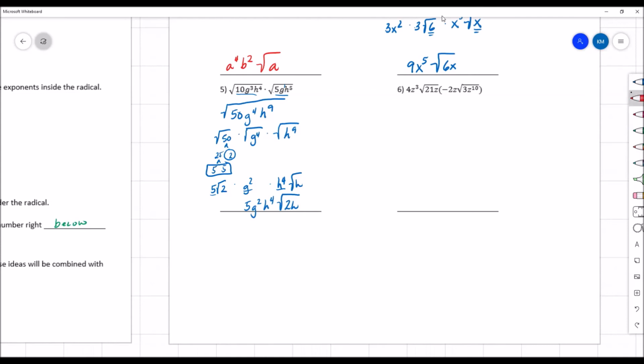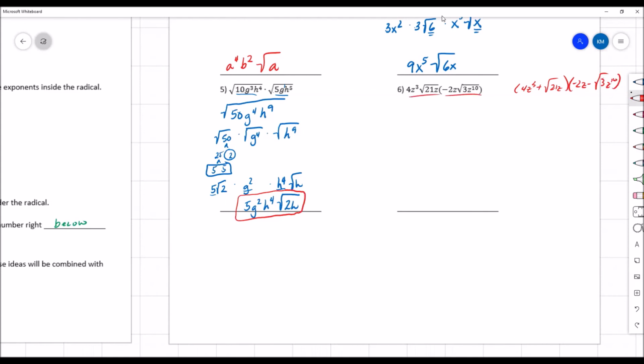Okay, last problem here. I should have probably done that in a different color. Let me separate the answer from the question and work. We have 4z to the third radical 21z times negative 2z radical 3z to the 10th. Really quick here, notice that this is not a distribution problem. We'll see distribution if our terms were separated like 4z to the third plus radical 21z and negative 2z minus something like that. But notice that that's not what we see here. This is just a number times a number.